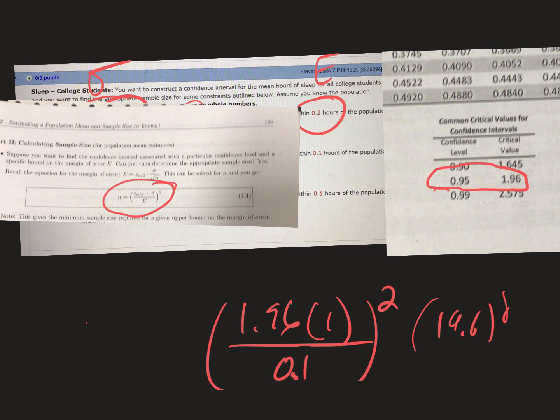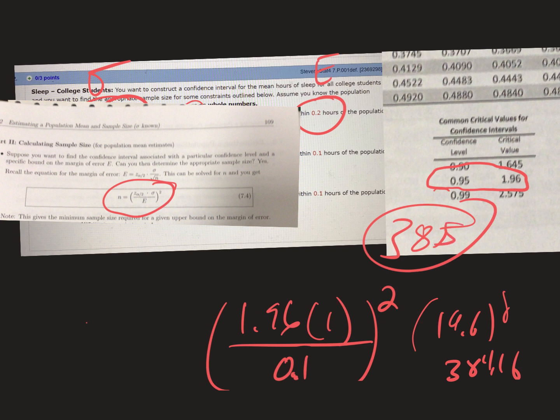That cranks it up to 384.16. And again, we get to round up. So the sample size we need to be within 1/10 of an hour and be 95% confident is 385. Remember, we're going to round up. Here the rounding rules wouldn't work anyway, since that's about 1/6. We always round up, because rounding down won't be big enough.